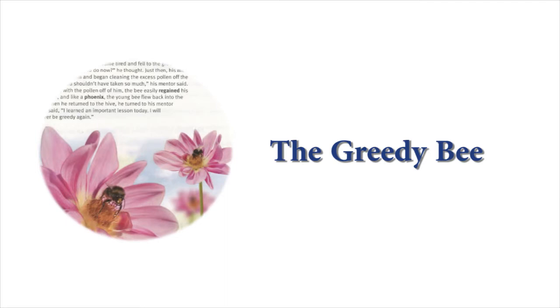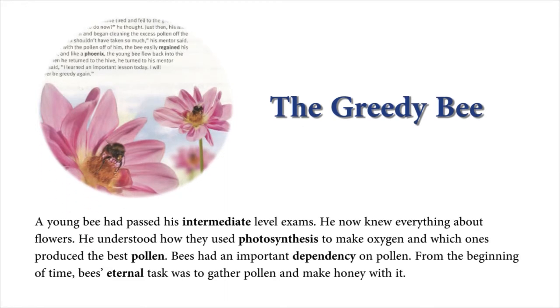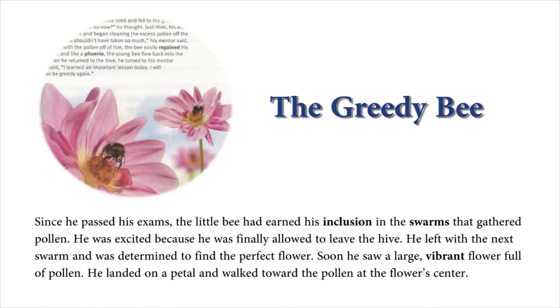The greedy bee. A young bee had passed his intermediate level exams. He now knew everything about flowers. He understood how they used photosynthesis to make oxygen and which ones produced the best pollen. Bees had an important dependency on pollen. From the beginning of time, bees' eternal task was to gather pollen and make honey with it. Since he passed his exams, the little bee had earned his inclusion in the swarms that gathered pollen. He was excited because he was finally allowed to leave the hive.